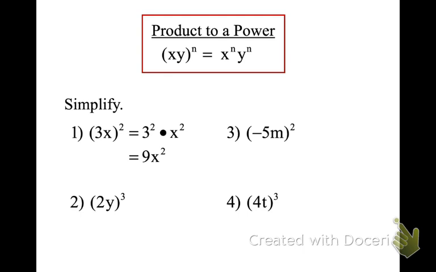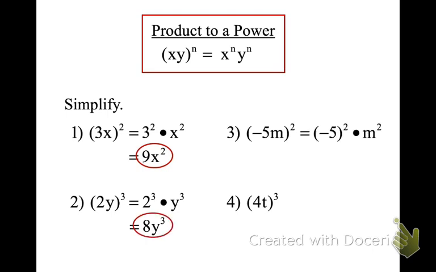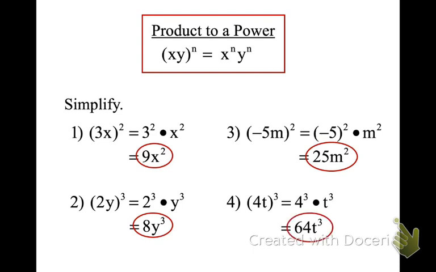Pause the recording and try the next 3 on your own. Okay, number 2, raise your hand. You haven't been called on yet. Adam? Matthew? I got 8 y to the 3rd power. Good. 2 is cubed, y is cubed, so we get 8y to the 3rd. Next one, number 3, Roman. 25m to the 2nd power. Correct. Remember that negative is also squared. Negative is squared, 5 is squared, and m is squared. So it's positive 25m squared. And then the last one, how about Sage? 64 to the 3rd. Right, 4 to the third, t to the third, so it's 64t to the third.